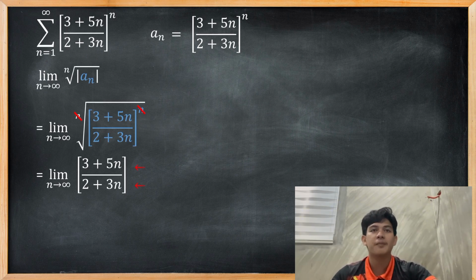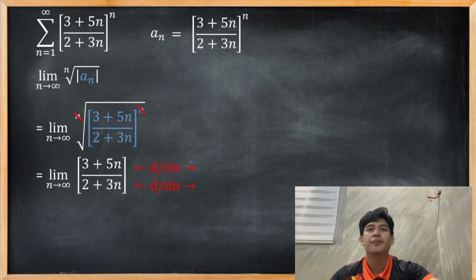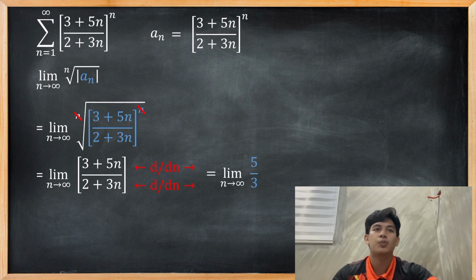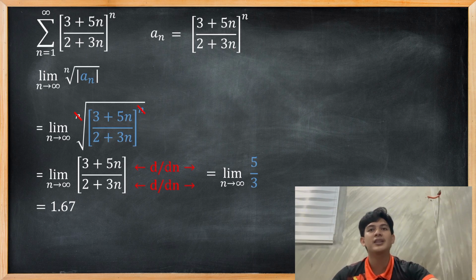For the next step, we will use L'Hopital's rule. That's why we will differentiate the numerator and denominator. The derivative of 3 is equal to 0, and the derivative of 2 is equal to 0. We will only have 5n over 3n. The derivative of 5n over 3n is 5 over 3. And 5 over 3 is equal to 1.67, and 1.67 is greater than 1. That's why our series is diverging.